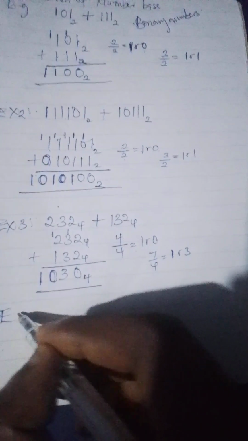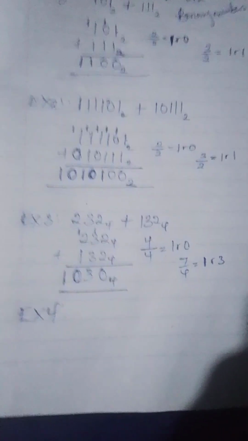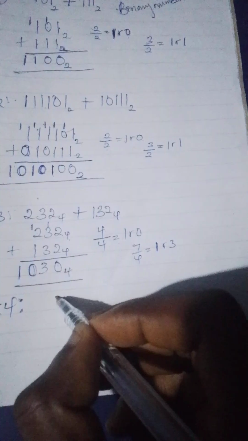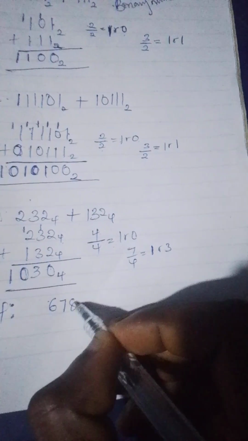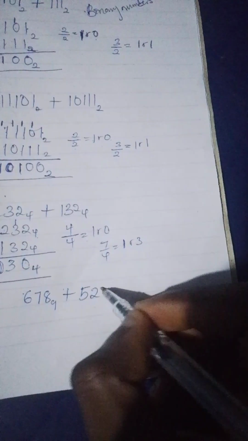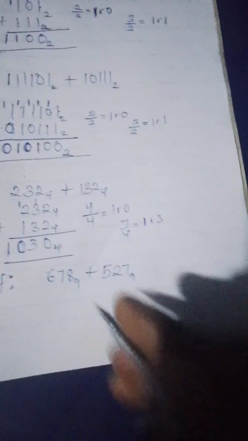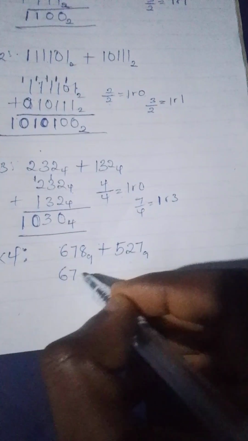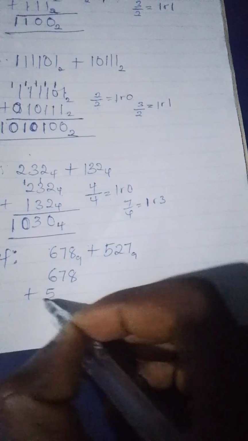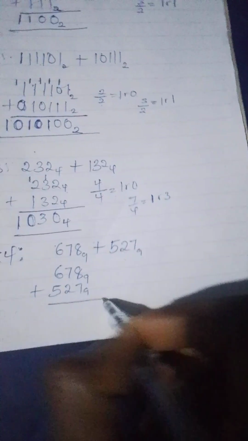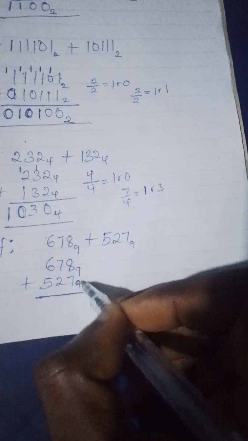Now let's take it a bit higher. And this will be the last one for addition of number base I'm going to be doing. Let's say we have 678 base 9 plus 527 base 9, and we are being asked to add them together. So in a case like this, what you have to do is the same approach. You just pick the numbers, don't forget your base 9. So you add them together.